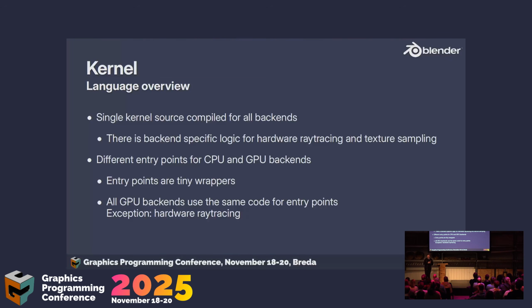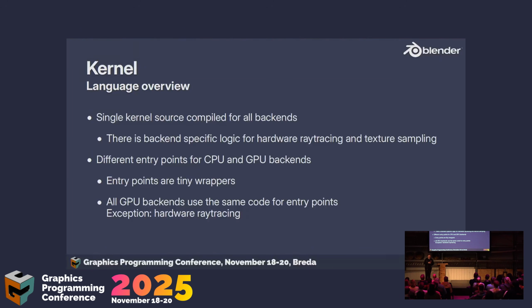So we have different entry points to the CPU and GPU kernels, but those entry points are basically tiny wrappers where, okay, something is backend specific, and then as quickly as possible we call the actual integrator microkernel with all the data which it needs, and that's where all the logic will happen. Another interesting point is all the GPU backends use the same source code, which defines entry points for all the backends.